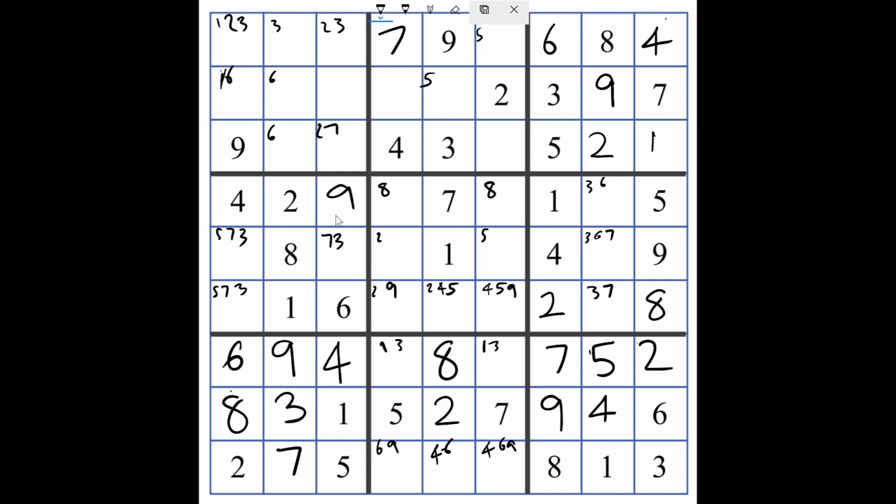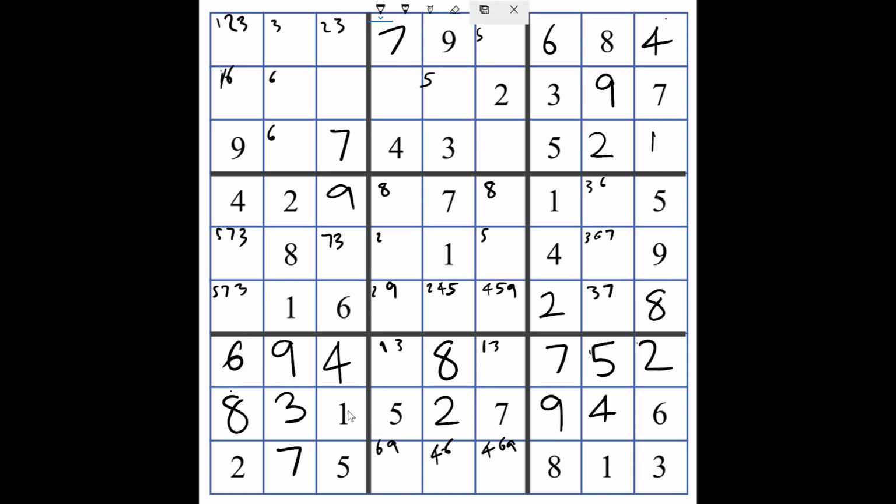Just looking up here, I've got my 7s, 3s, 2s. Just having another look at my 7s. 7 blocks this. This 7 blocks this. 7 could have gone here or here, but there's a 7 here. So 7 has to go here. So that's another one here completed.